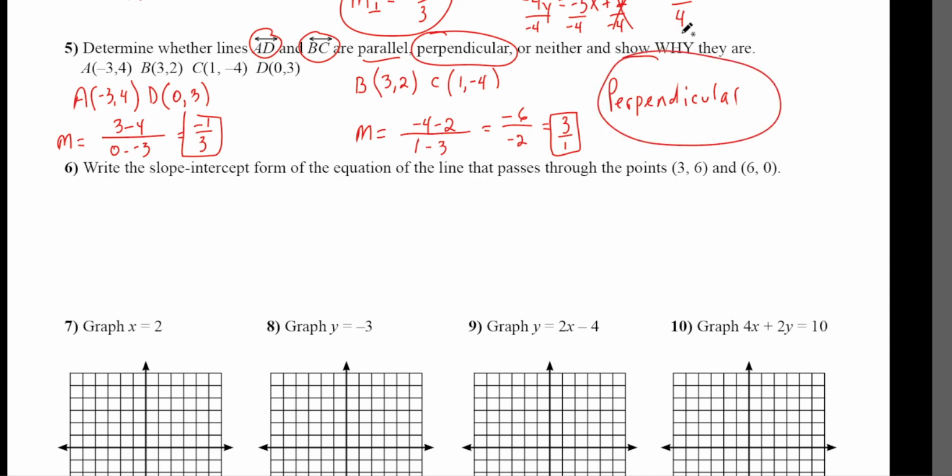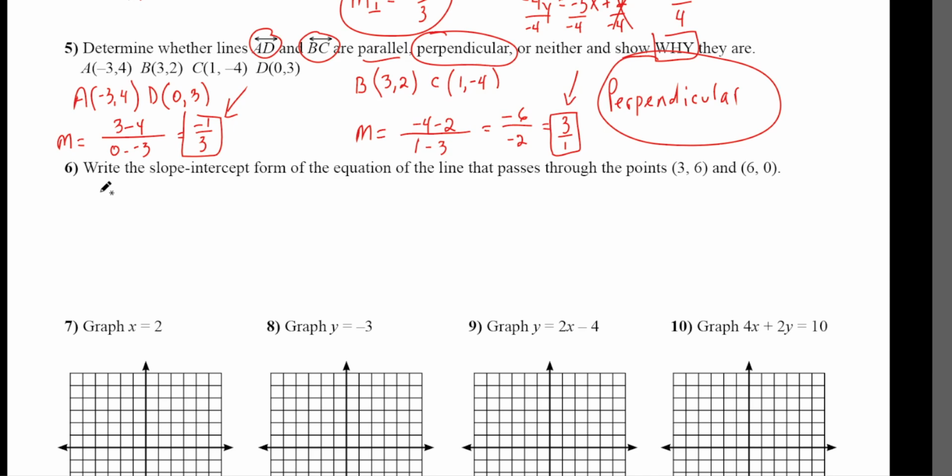And this is why. You see this? It says, show why they are perpendicular. This is the why. If you just wrote perpendicular and nothing else, I marked it wrong. I've got to see this and I've got to see this. All right, enough of that.